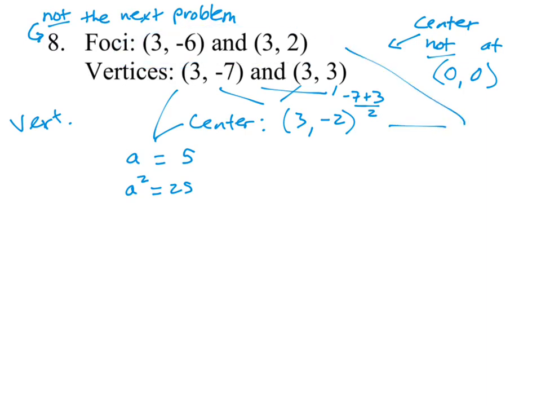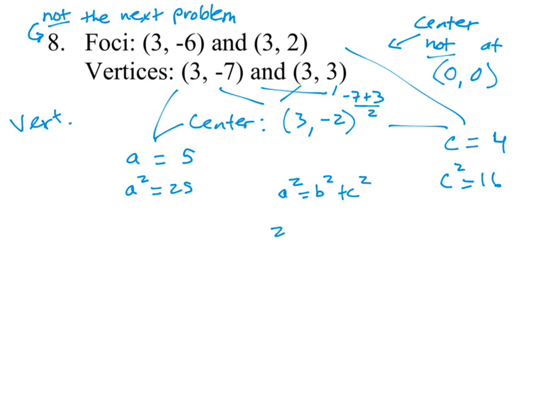But we can use our foci to get the c. So we use these two bits of information to find the c. Between (3, -2) and (3, -6) is just a matter of 4. So c is 4, which means c squared is 16. So now we can use our Pythagorean relation, which is a squared is b squared plus c squared, to find our b value.